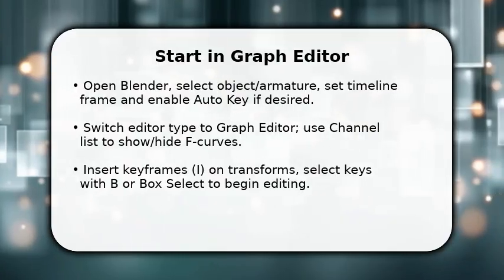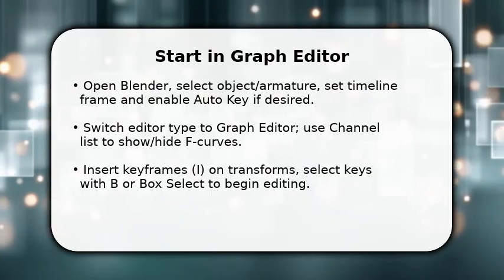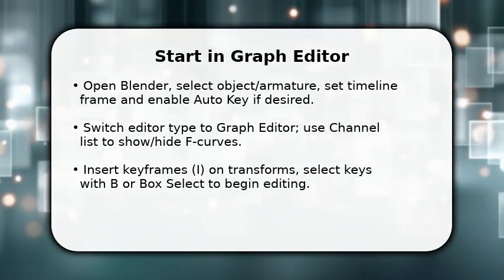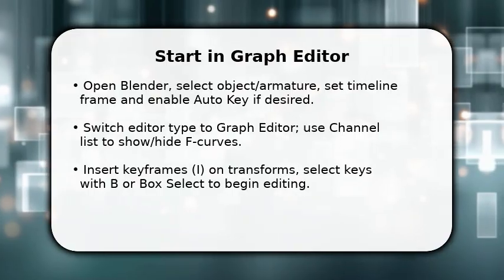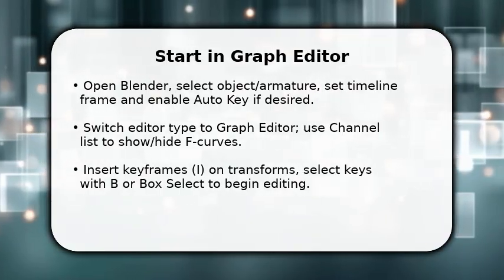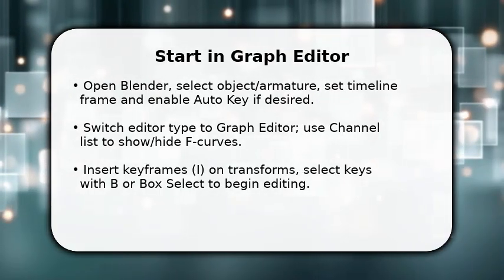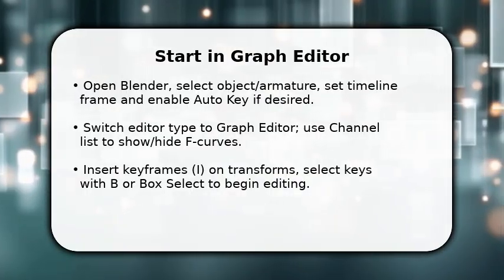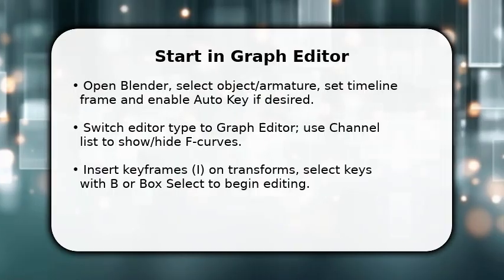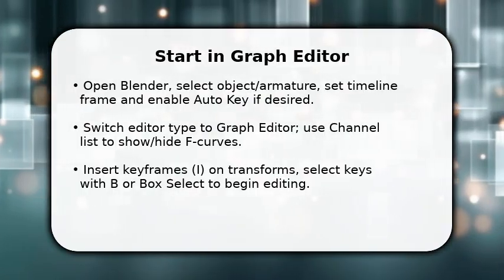You begin by opening your scene and selecting the object or rig you will animate. Once selected, switch the lower pane to the graph editor and reveal the F-curves for the channels you need. Make sure your timeline is at a meaningful reference frame and insert keyframes with I. This creates the curves you will edit.